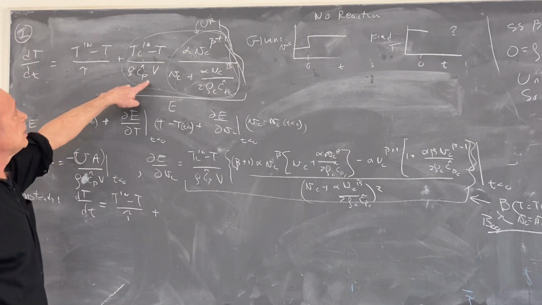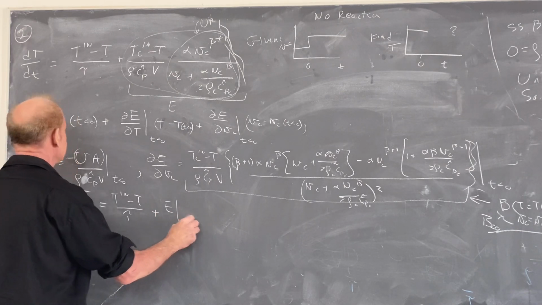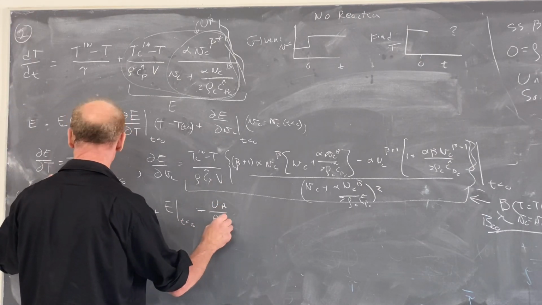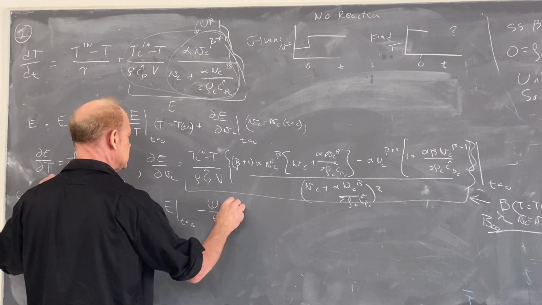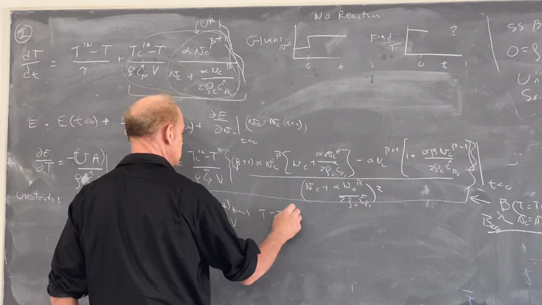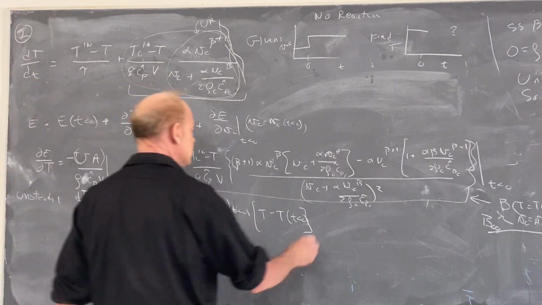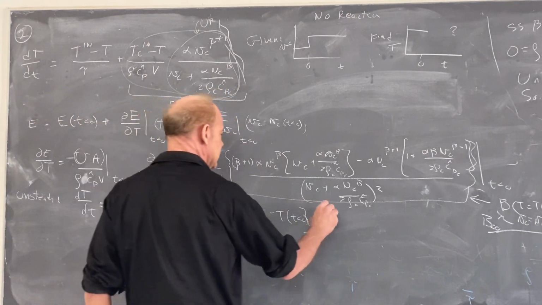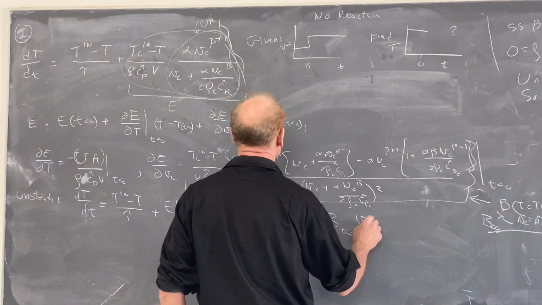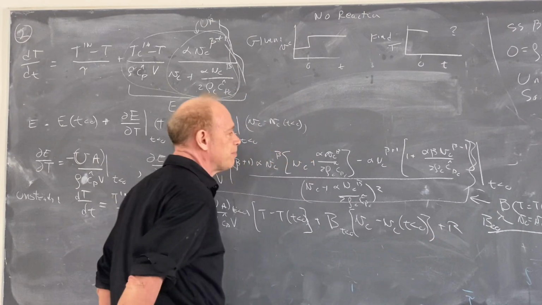I have dT/dt equal to T in minus T over tau plus, and let's see what I'm left with. Well, I'm left with this thing, which is its value E at t less than 0, minus UA over rho Cp hat V, at t less than 0, times T minus T at t less than 0, plus this mess, which I'm going to call B at t less than 0, because I don't want to rewrite it, times Vc minus Vc at t less than 0. And of course I have a remainder term that I'm going to drop.